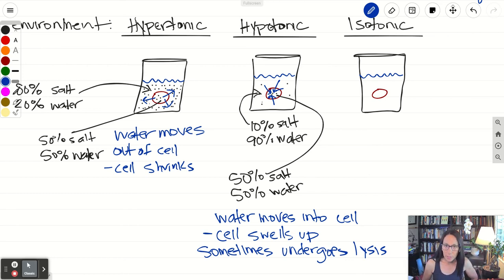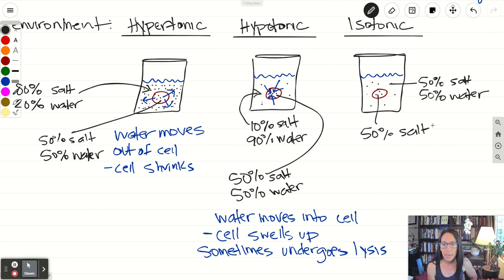Okay, the last scenario is called the isotonic solution. This is where there is an equivalent concentration of salt outside of the cell as there is inside of the cell. I'm just going to make up some numbers. I'm going to say there's 50% salt outside in the solution and 50% water, and inside the cell we have 50% salt and 50% water.